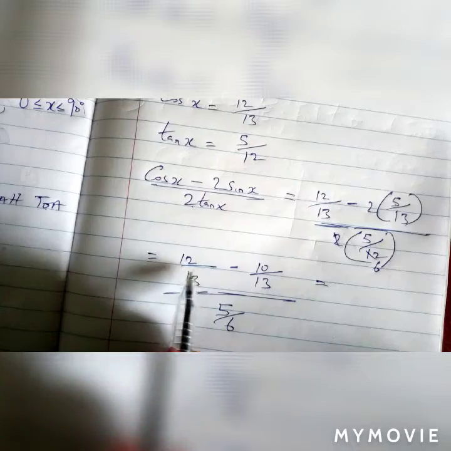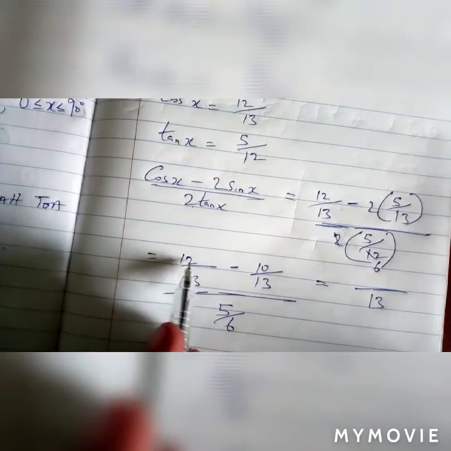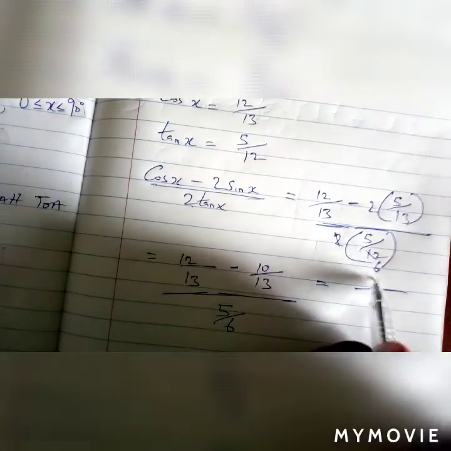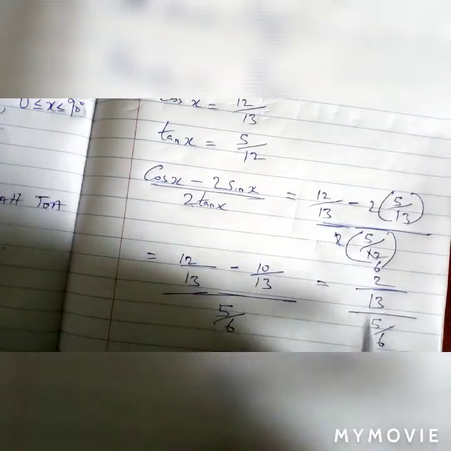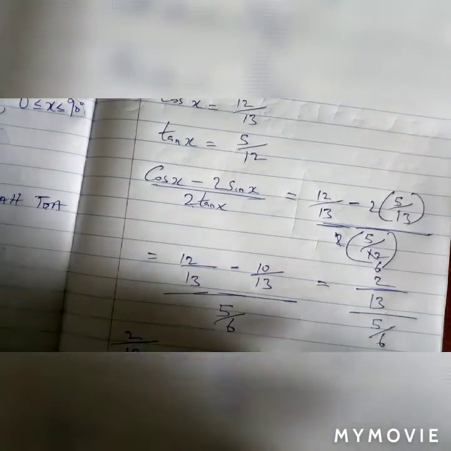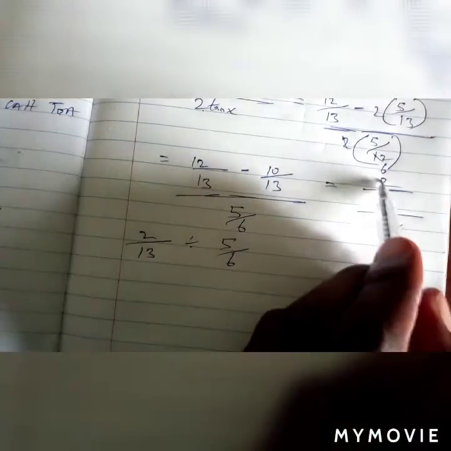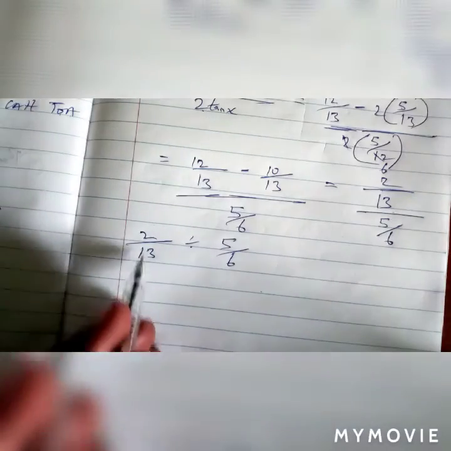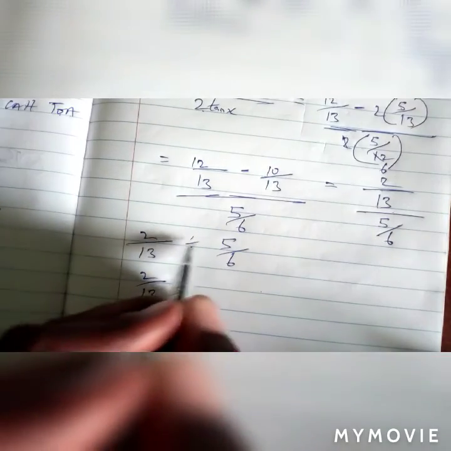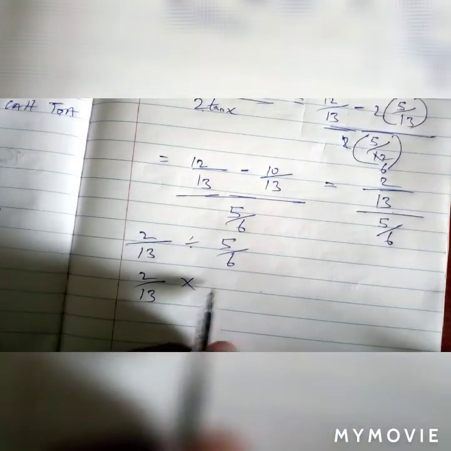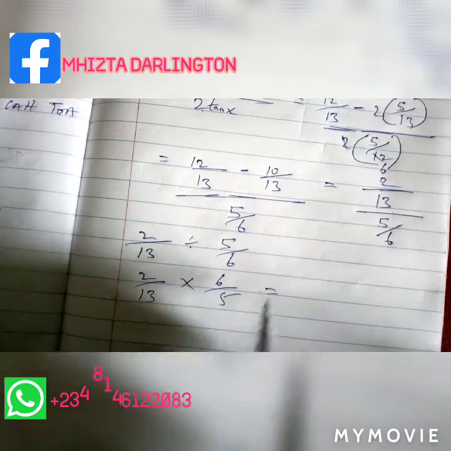Now let's subtract. Since the denominators are the same, you just pick one denominator and subtract the numerators. 12 minus 10 gives you 2 all over 13, divided by 5 all over 6. Changing this division sign to multiplication, the fraction turns upside down, so instead of 5 over 6, you have 6 over 5.